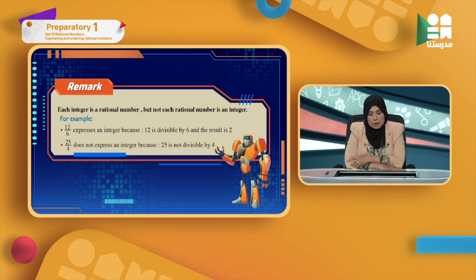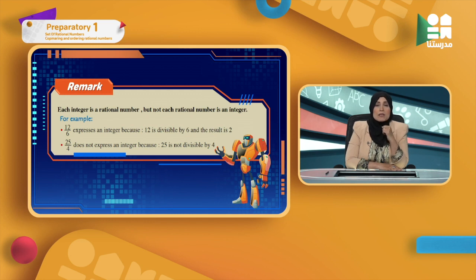How can we cancel 3? Still, we have a denominator. The integers have 1 as the denominator, so keep that in mind. Then, each integer is a rational number.